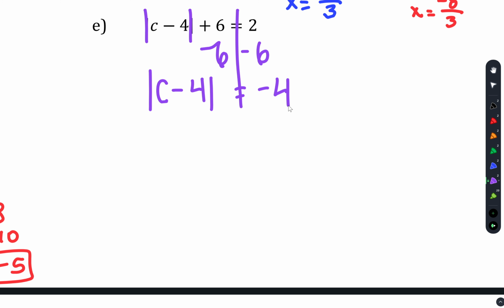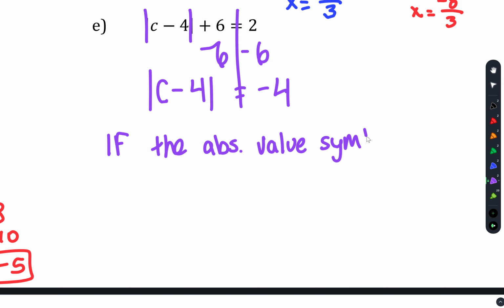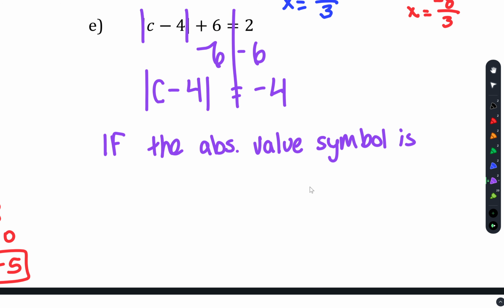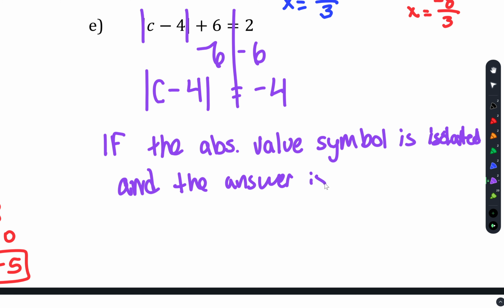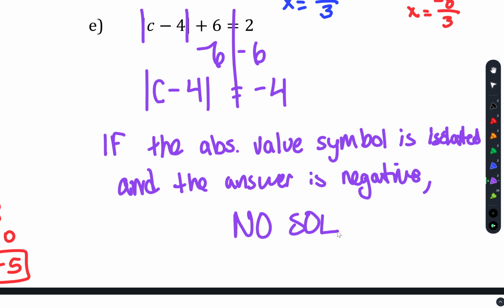Can an absolute value be equal to a negative number? Can I ever say the absolute value of something is -4? No. Absolute values can never be negative. So make this note right here. If the absolute value symbol is isolated, can I fit it in here? Isolated. And the answer is negative, what do we think we're going to write? How about no solution?